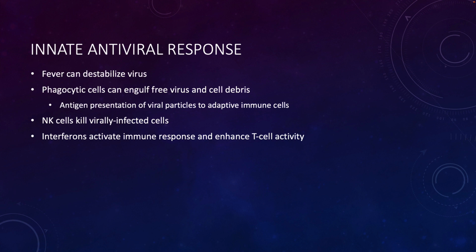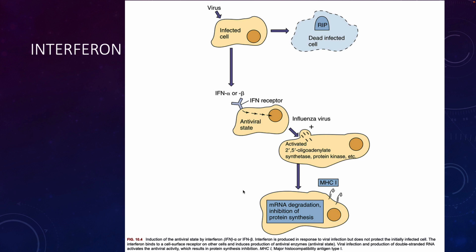Natural killer cells also will come in and clear those virally infected cells, and interferons can activate the immune response and enhance T cell activity. So once those T cells come in, interferon can really ramp them up. So here we're showing what is going on. You've got a virus that's infected a cell, and what we want to have happen is this dead infected cell. This makes it look really easy.